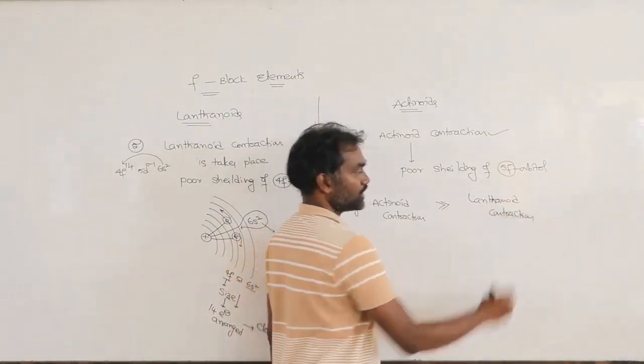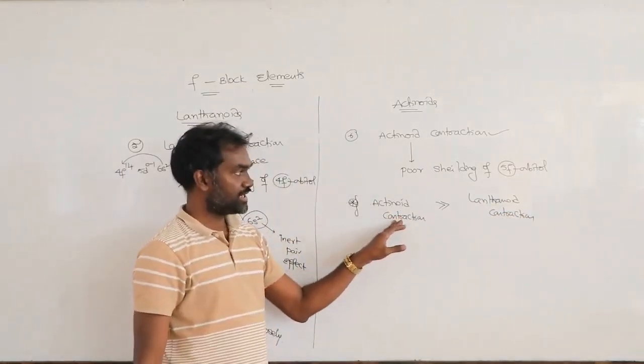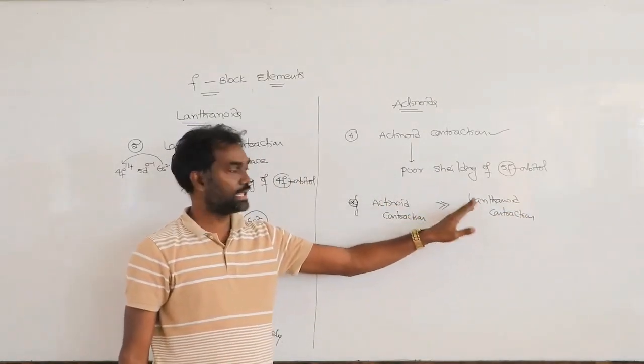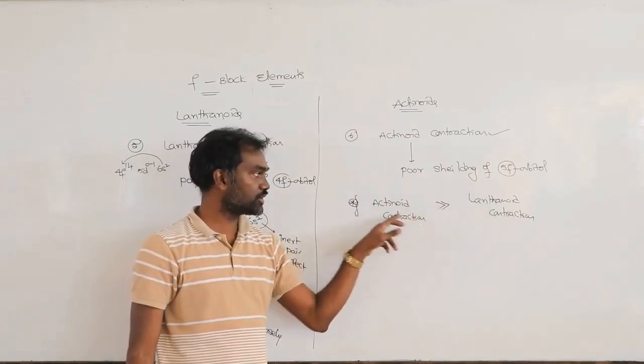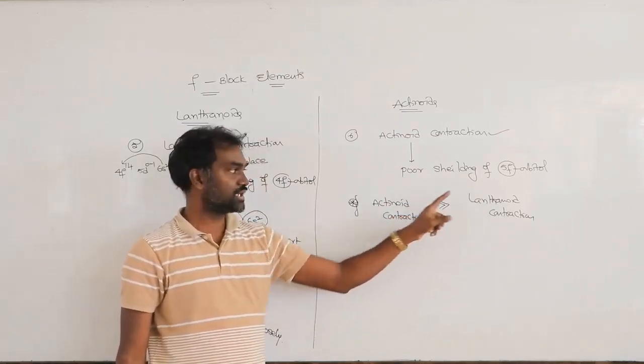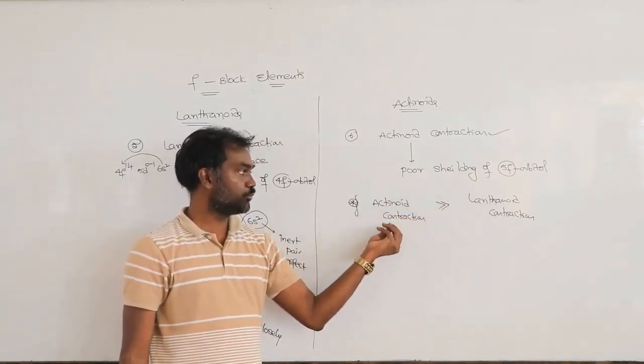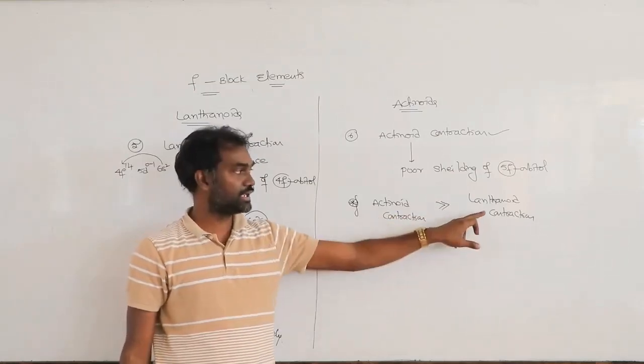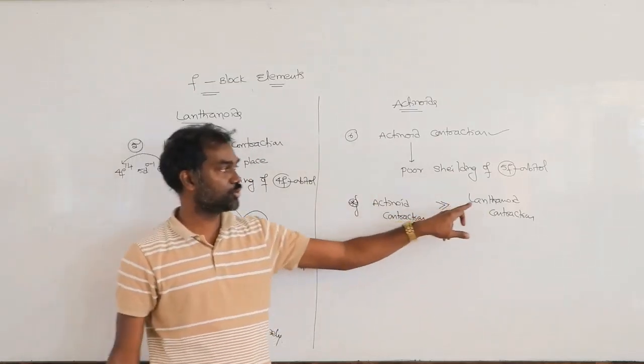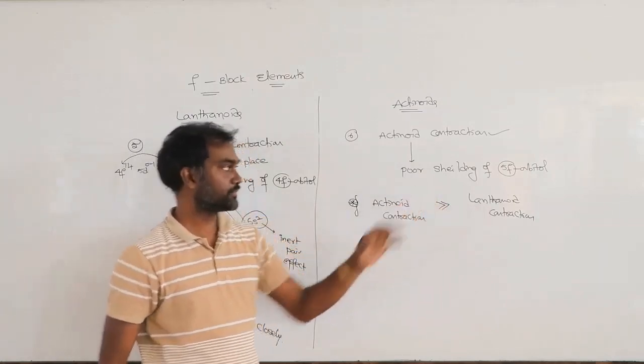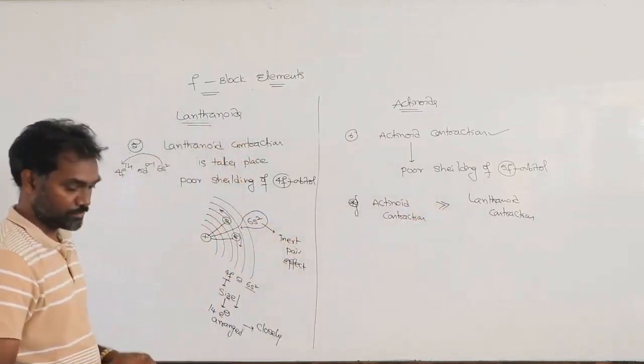Because of what? Inside the actinides, lanthanides are there. Only after lanthanide completion do you get actinides. So inside, both contractions are there. Here in the F block, lanthanides have only lanthanide contraction. So that is one important point.